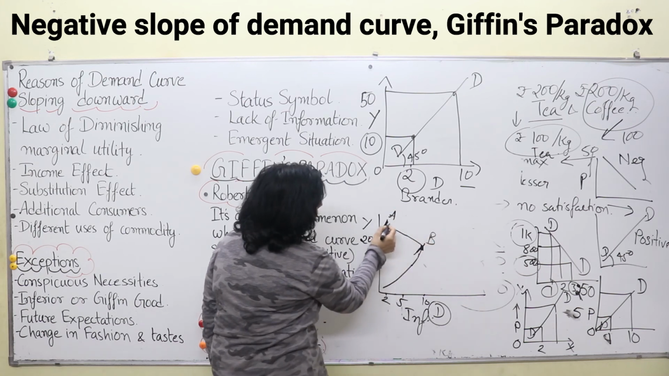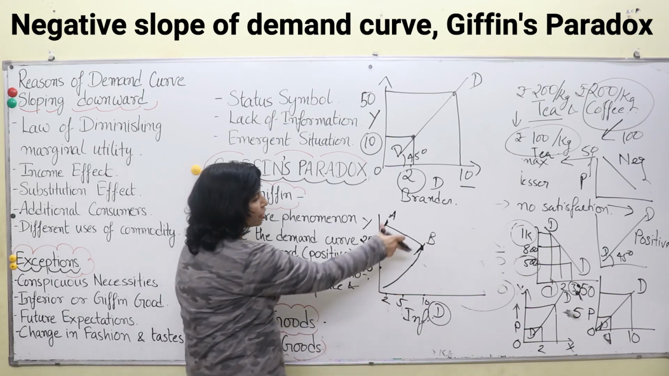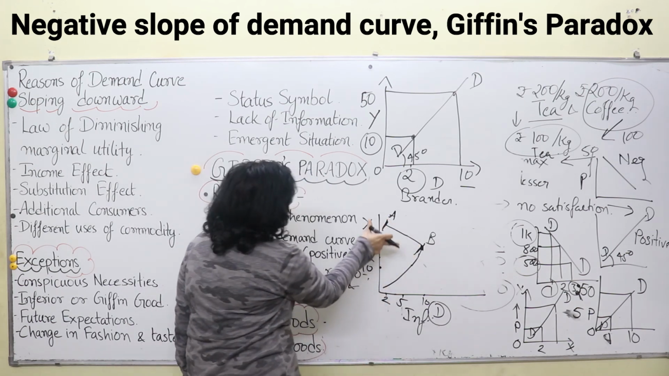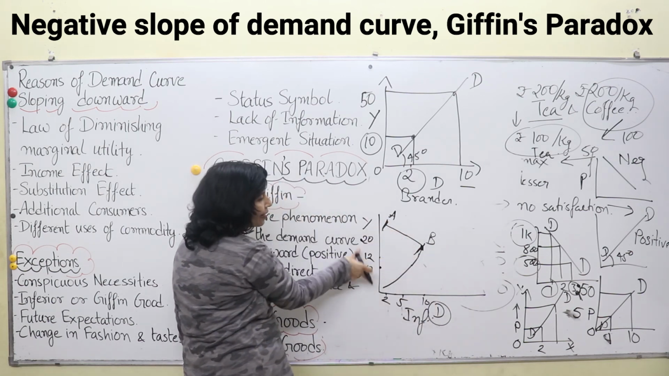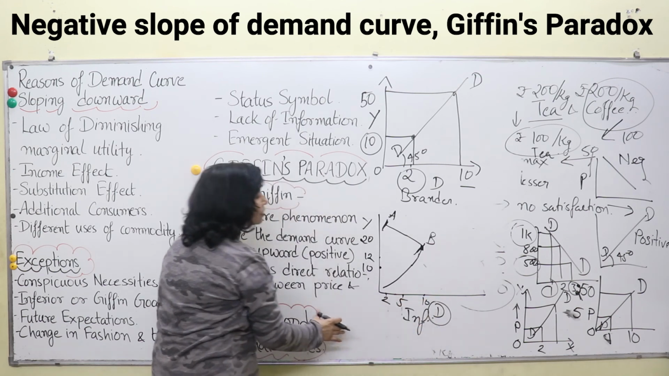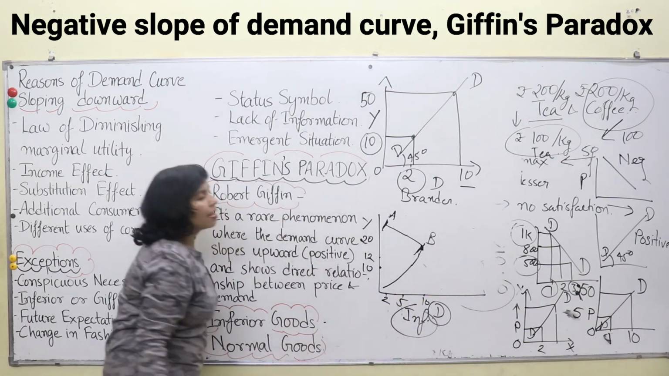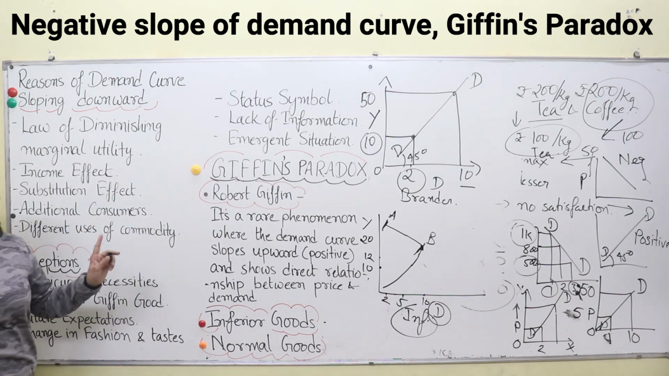What is that? This is similar to your negative slope of the demand curve. Now this is your negative slope of the income curve, and here the relationship between your income and demand is negative. With increase in income, you have stopped the consumption. That means you have stopped the consumption of inferior goods. That means your income effect for inferior commodities is negative.